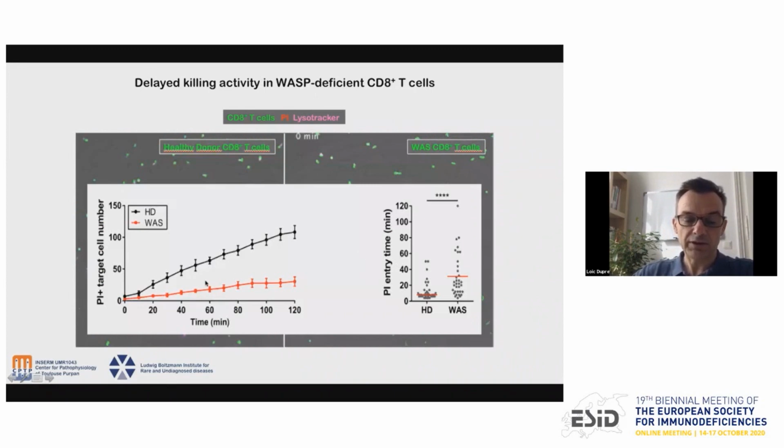So we, in our quantification, could actually see that, yes, they were much slower at killing target cells. And what was very clear is that also those T cells from the WASP patient could encounter target cells. It took more time upon encounter to kill the target cells. So really, given a sense that defect is mostly a defect in the delayed killing activity.